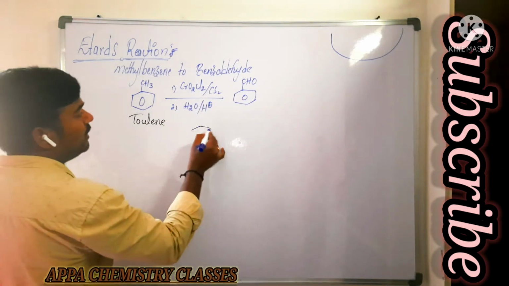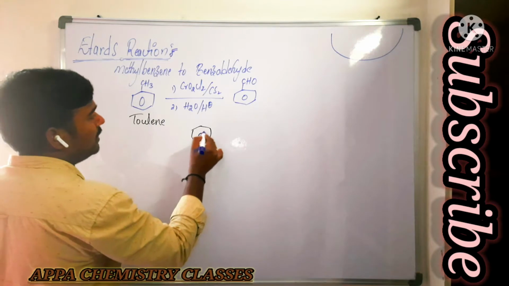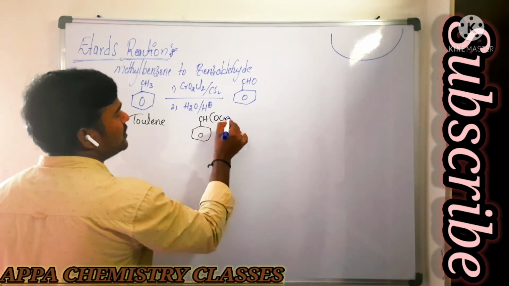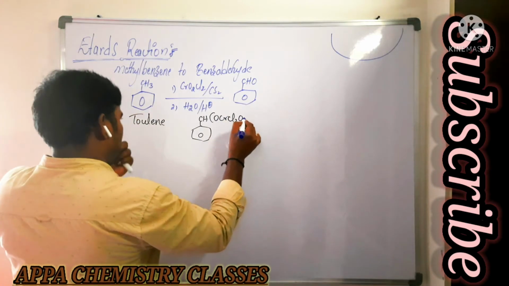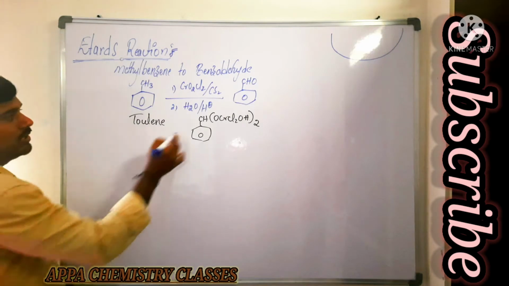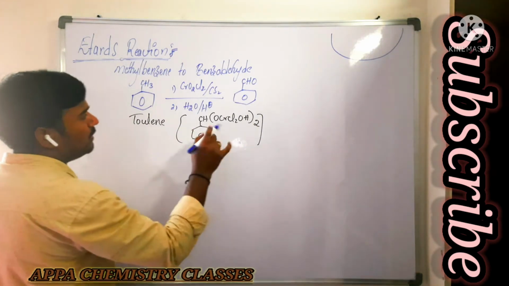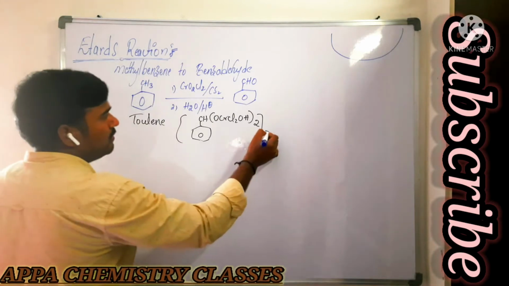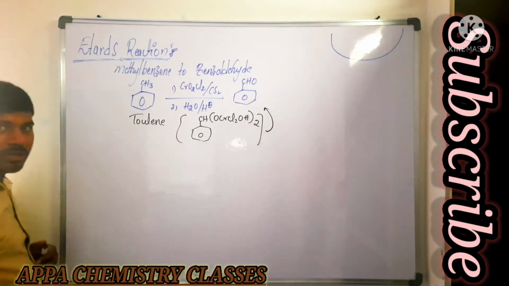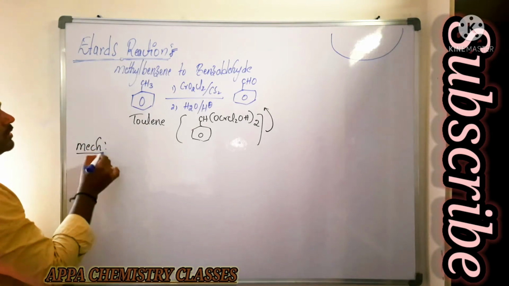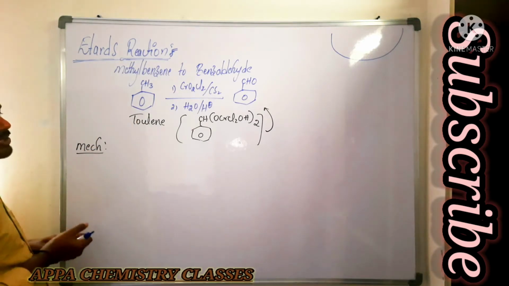We will get the intermediate compound, C6H5CH(OCrCl2OH) taken twice. This is the intermediate compound, and upon hydrolysis this intermediate gives benzaldehyde. Now we will see the mechanism: how are we going to get benzaldehyde from toluene?